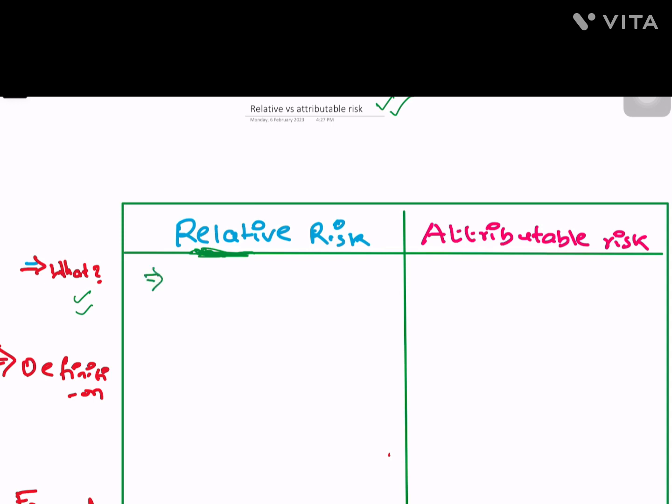How much the risk of getting disease in an exposed person is, relative to the non-exposed.